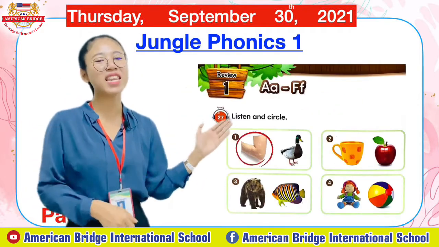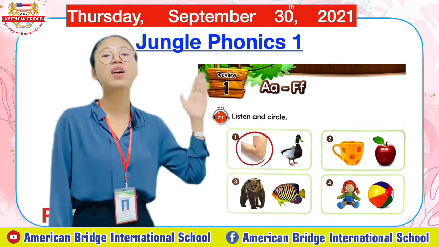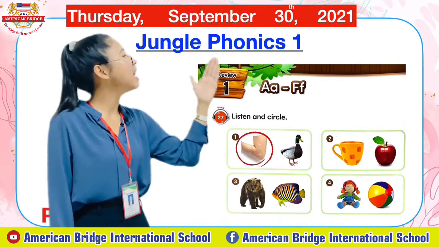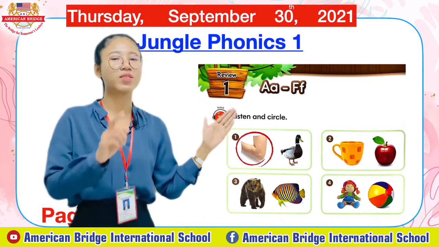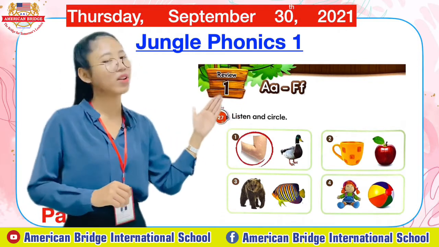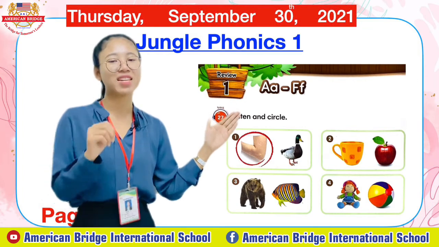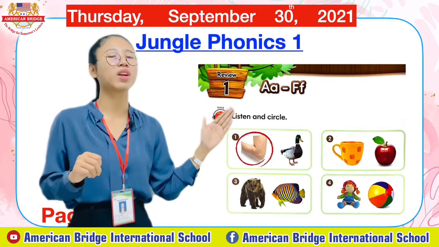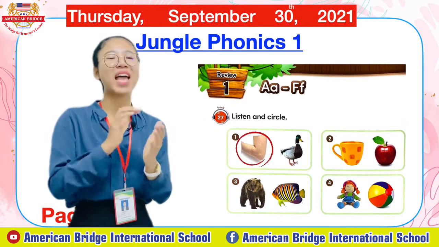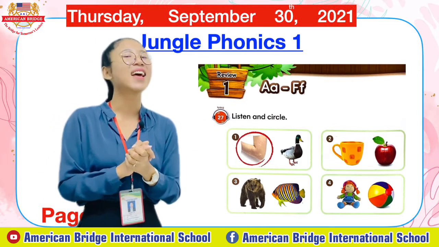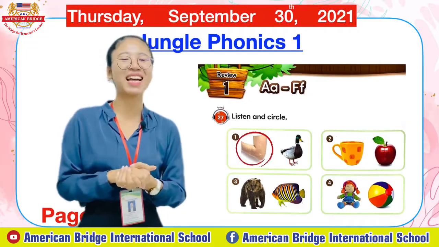Okay, so in this first exercise on page 26, we need to listen and circle. So everyone, you need to listen to audio track 27. After that, circle the correct word or sound that you hear, okay? Can you do it, everyone? Great job. Now enjoy listening and doing this exercise together.